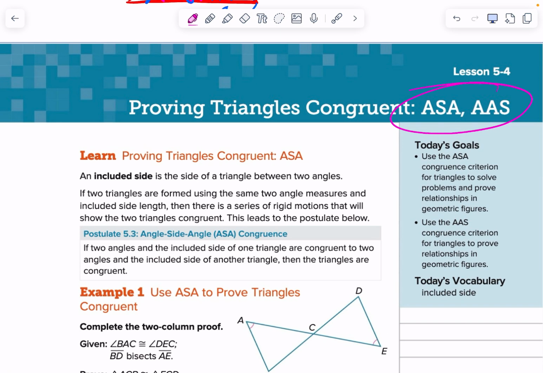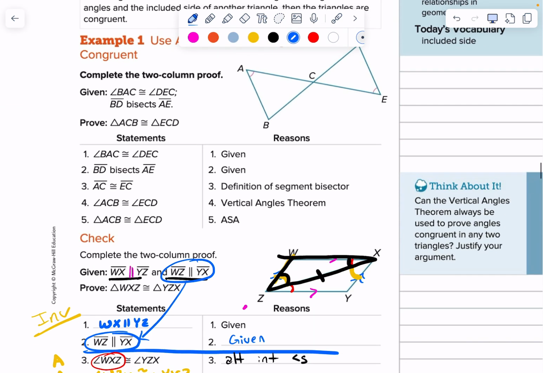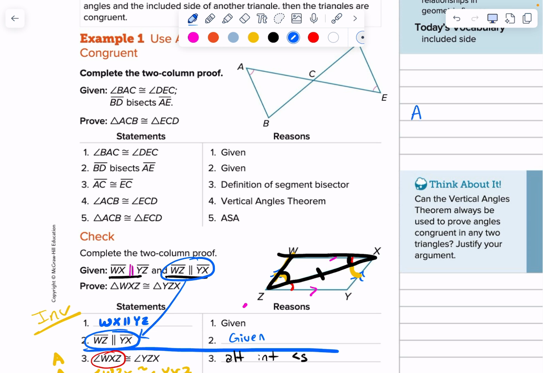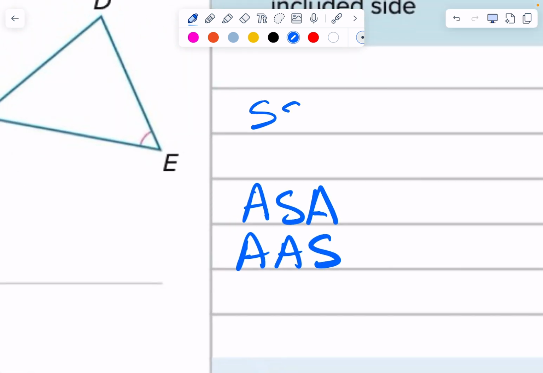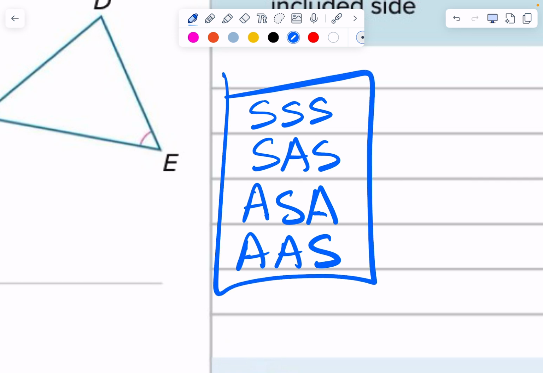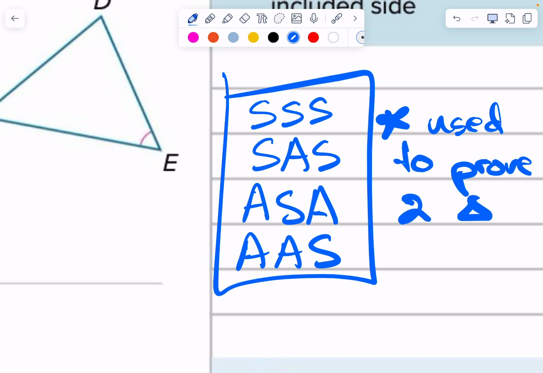We're going to talk a little bit more about these two things, right? Okay. So we've learned angle, side, angle, angle, angle, side. Just as review, you don't have to write this down. Angle, side, angle, angle, angle, side. What were the other two? Side, side, side, and side, angle, side. What do we use these for? Used to prove two triangles congruent.